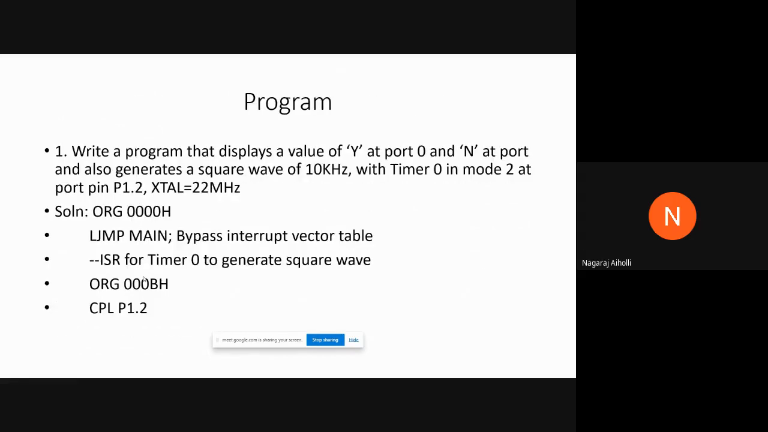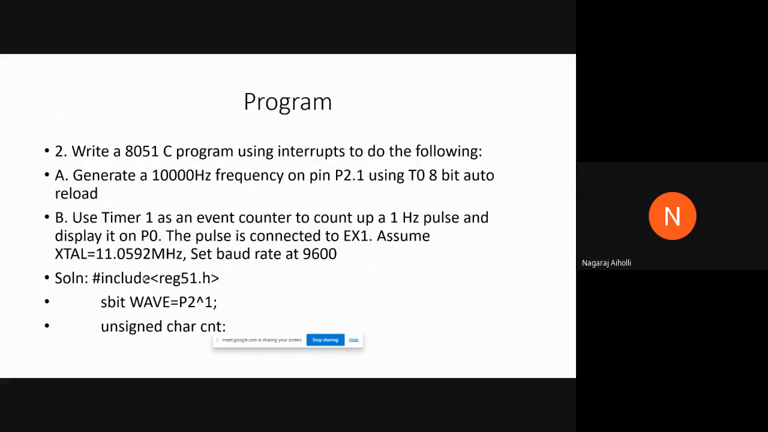And two programs we have taken up. The first program was to display the values y and n at port 0 and port 2, and also to generate a square wave using timer in a particular mode. That is two jobs done simultaneously using the interrupt method. And the second program, we have written an 8051 C program using interrupts to generate 10,000 hertz frequency and also to count the number of pulses of the 1 hertz frequency simultaneously, doing both the jobs using the interrupt method. The first program was the assembly program.